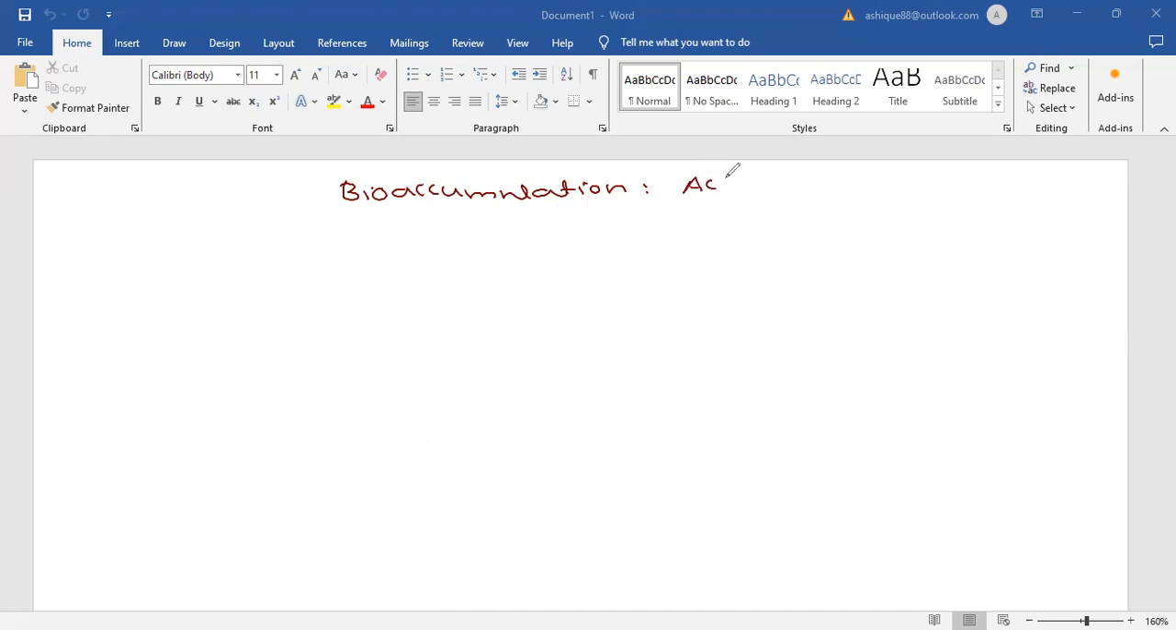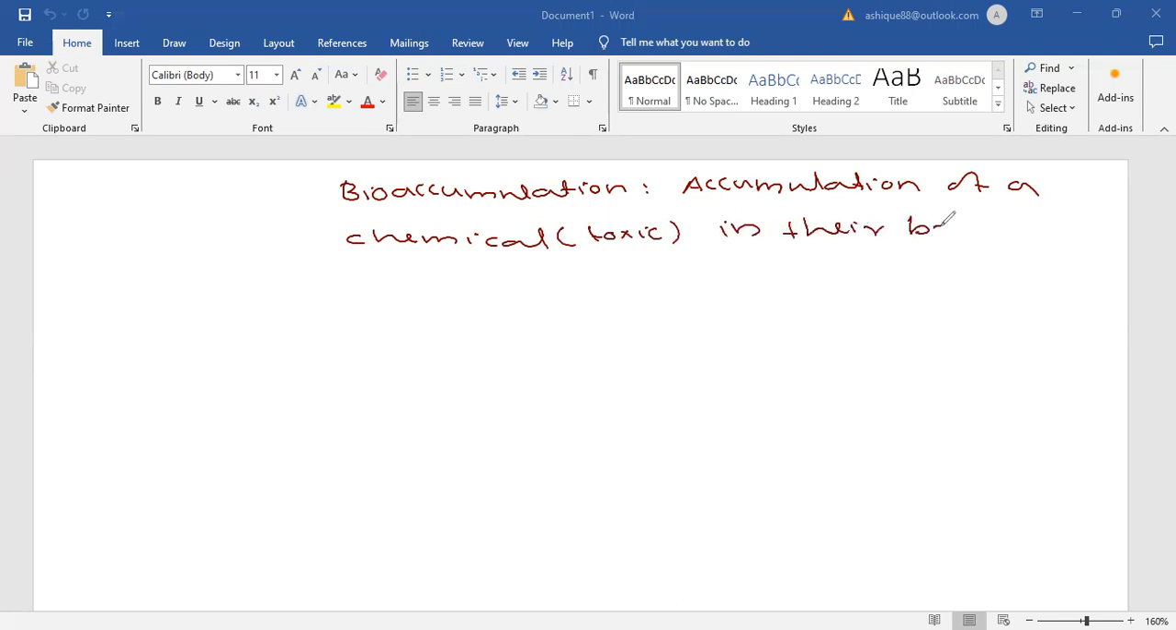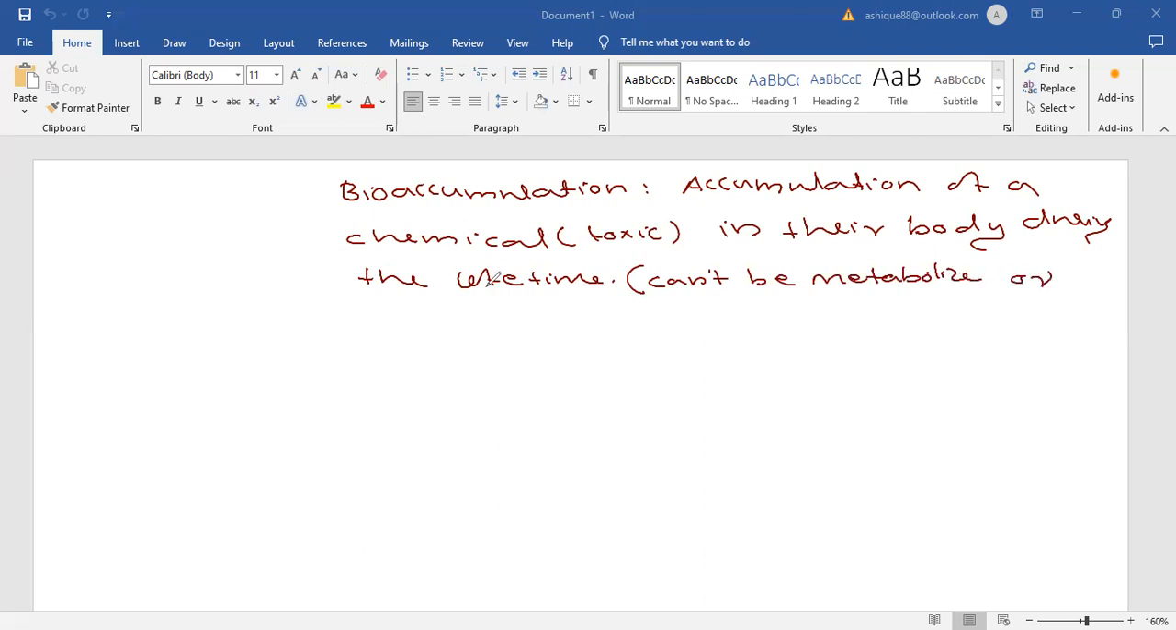Bioaccumulation: what is accumulation? That is very clear. It is the accumulation of a toxic chemical in the body during the lifetime. Such chemicals cannot be metabolized or excreted, so they will be present in that organism's body. Such a process is known as bioaccumulation.